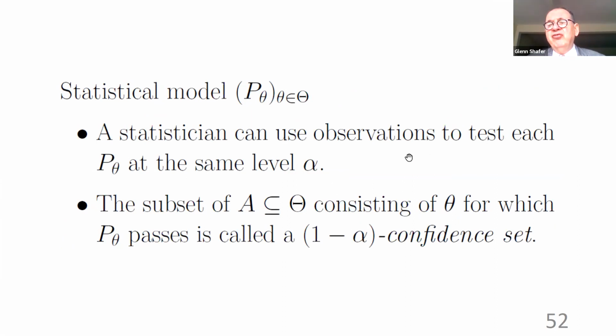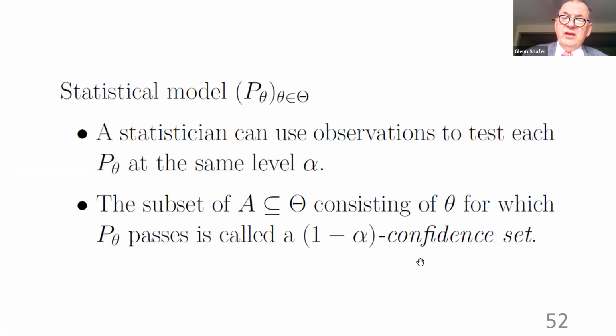What is usually done is the statistician uses the observations. Confidence intervals are often formed in a more naive way, but the theoretical picture is that the statistician uses the observations to test each of the probability distributions at the same level alpha. And then you look at the subset of the parameter space consisting of the theta that pass the test, and that's the 1 minus alpha confidence set.